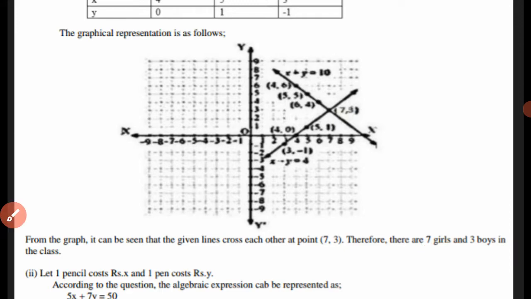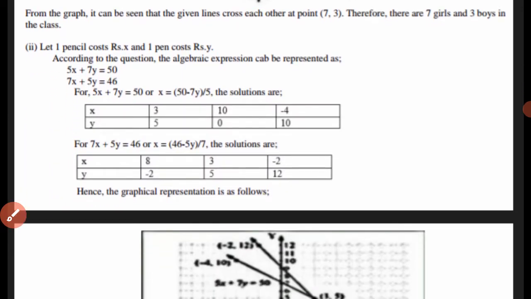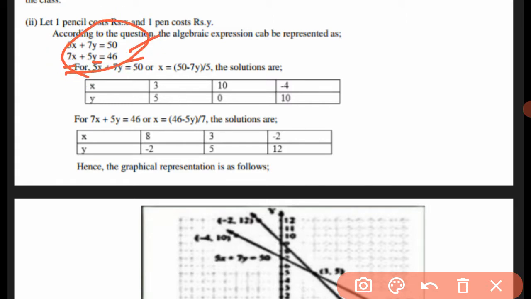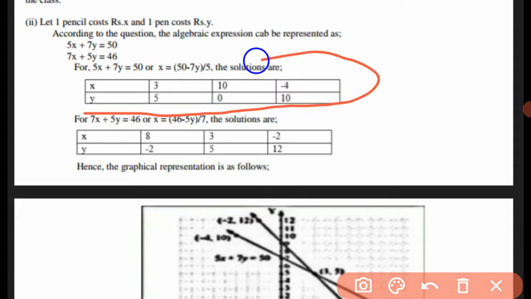Now after this it's the second part. In the second part we can take the cost of one pencil to be x and the cost of one pen to be y. According to the question, the cost of 5 pencils and 7 pens is rupees 50, so 5x plus 7y equals 50, and the cost of 7 pencils and 5 pens is 46. So these two equations will be formed. With the help of these two equations we can make a table.